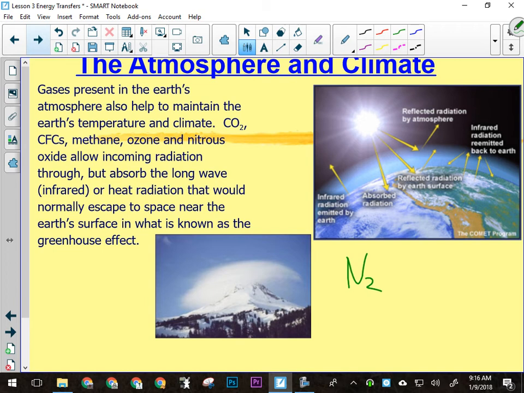So yeah, atmospheric pressure, very important. That's what you're supposed to get out of this. Kind of got off track there.